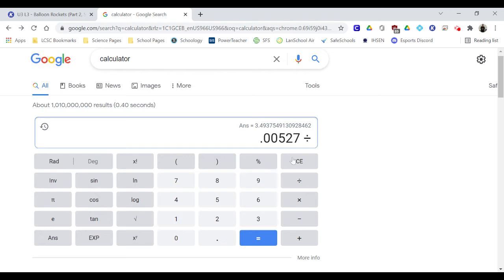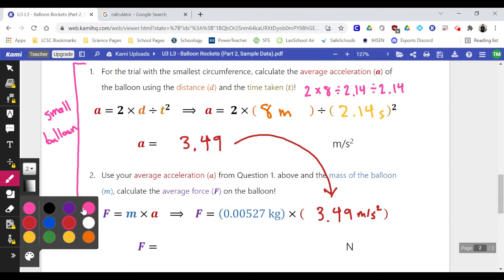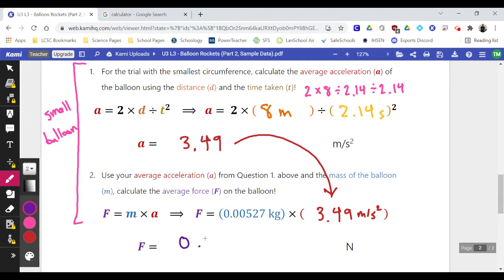0.00527 times 3.49-ish. That's going to be equal to about 0.0184 if you round this up. So 0.0184 is what I'm going to put here. 0.0184 newtons of force are acting on this balloon, which is not a lot. So your balloon is pretty light. It doesn't take a whole lot of force to really get it moving.